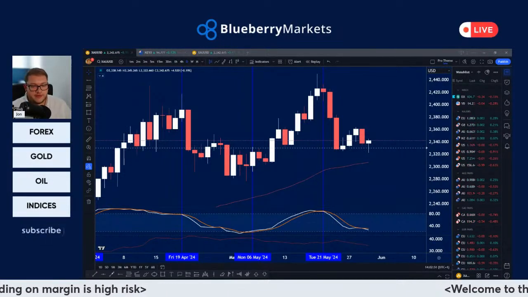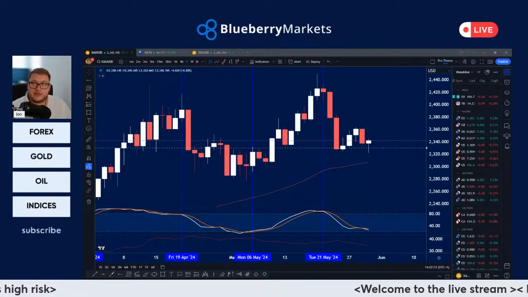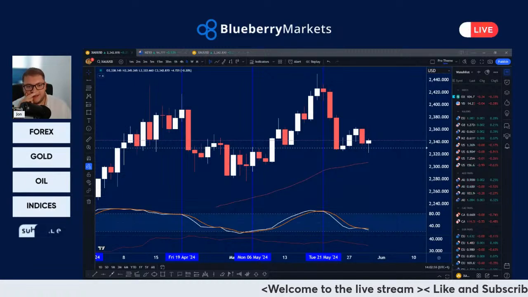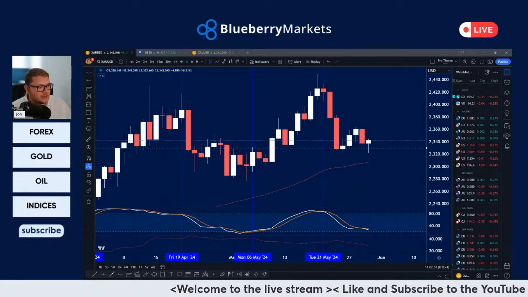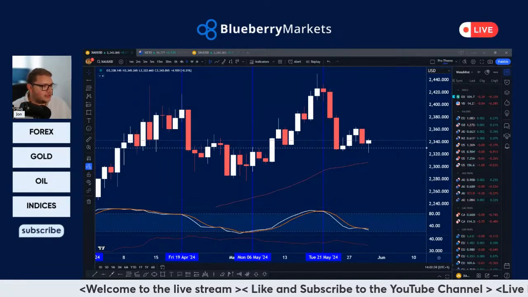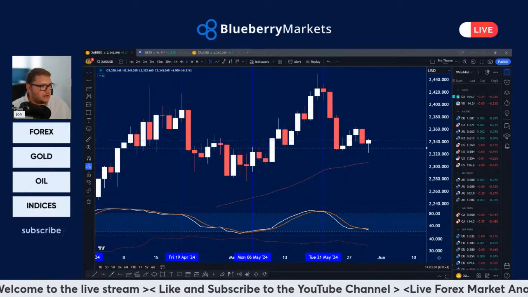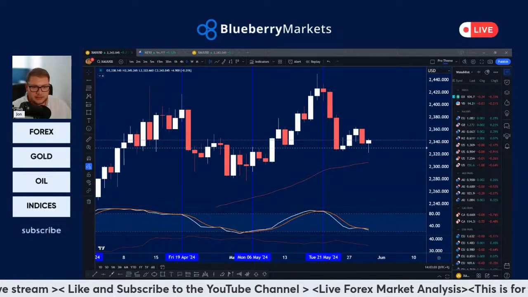Top currency pair for me right now, New Zealand US dollar. I really like the idea of being a buyer of Kiwi dollar, and I'm looking to be a buyer right now. So we'll go take a look at it in a second.